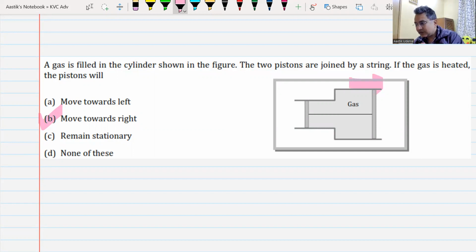Do we understand this? If the volume was same, then the question was different. Then nothing would have happened. The piston would have remained here. Do we understand this? Okay.